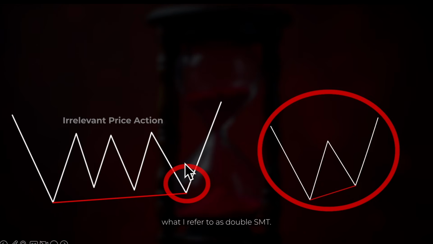And this is what I refer to as double SMT. When I see double SMT, that's to me a great confirmation of, all right, we have likely formed the low. It's time to buckle up for expansion higher. When you look back at the chart examples which I shared when it comes to these two big time cycle SMTs and small time cycle SMTs, I want you to pay close attention to them because you might notice something when it comes to the chart examples which I've outlined.